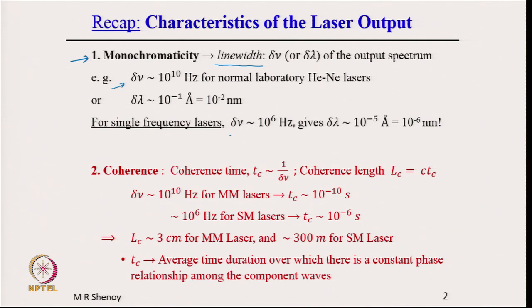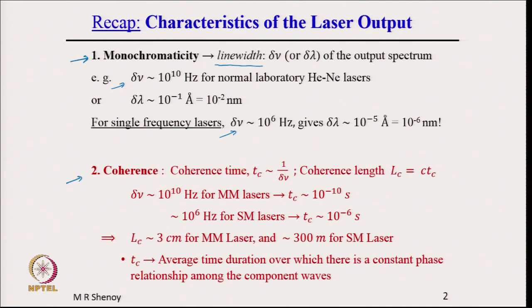For a single frequency laser, delta nu is of the order of 10 to the power of 6 hertz, and can be smaller as well. This gives delta lambda of the order of 10 power minus 5 angstrom or 10 to the power of minus 6 nanometers. The second thing which we had discussed was coherence.